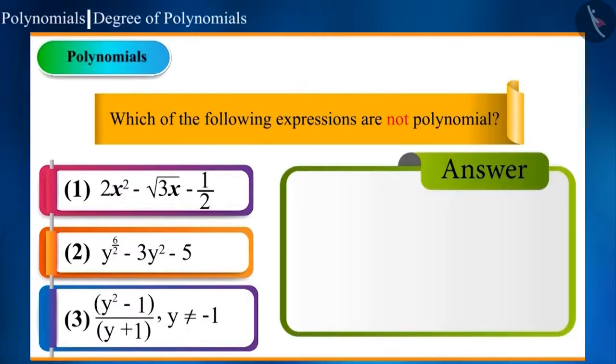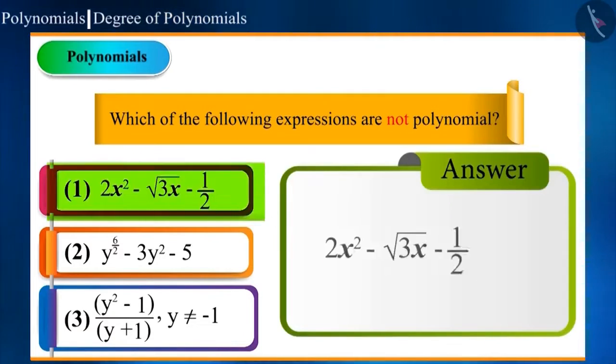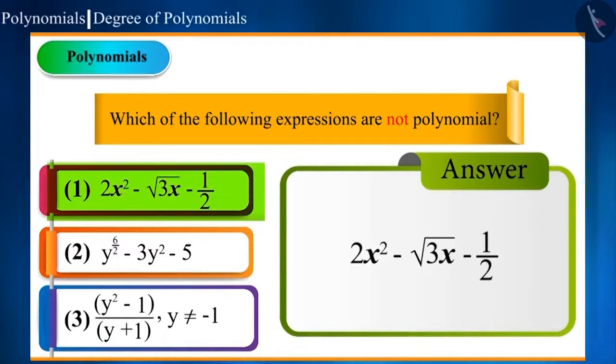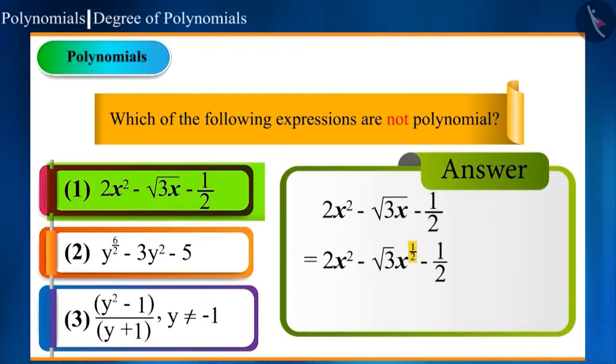The first option is 2x² minus square root of 3x minus 1 by 2. Here, in the second term, x is also within the root with 3, which means the power of x is 1 by 2, which is not a whole number. So, it is not a polynomial.